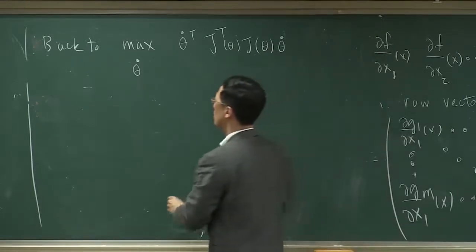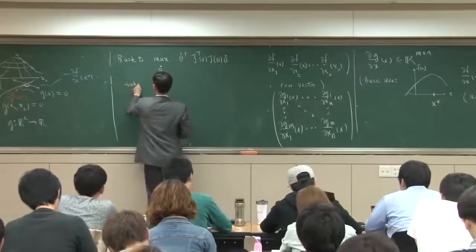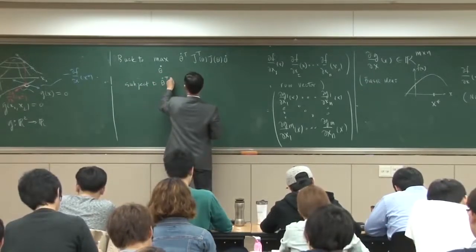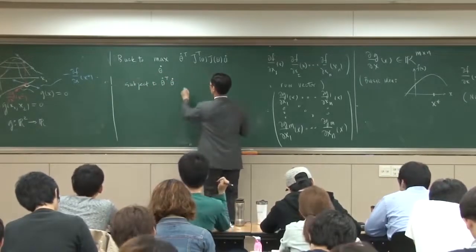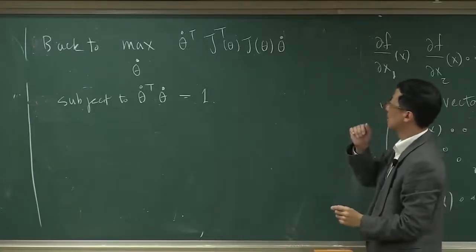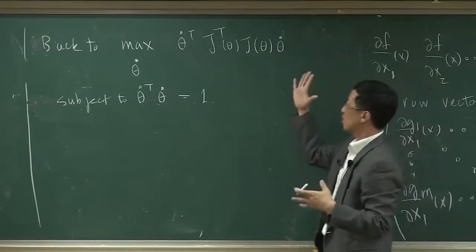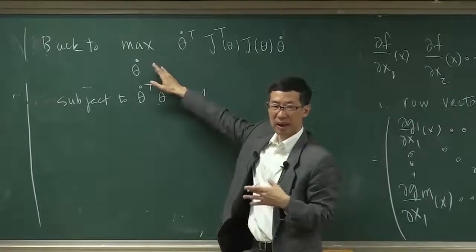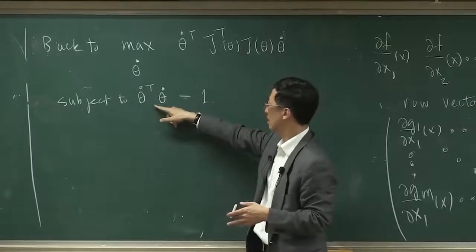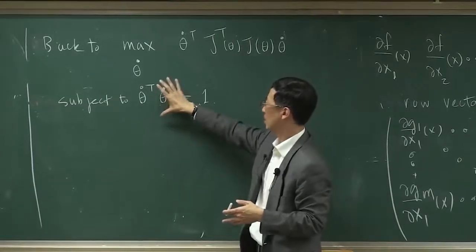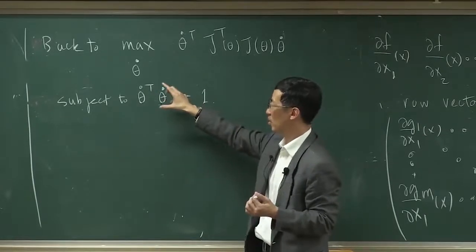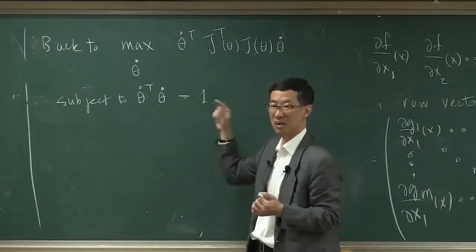Okay, subject to theta dot transpose theta dot equals 1. That's what we want to solve. Here theta dot is our x. This is our f of x. This is our g of x. We have to make sure that, remember, in the original form we have g of x equals 0.